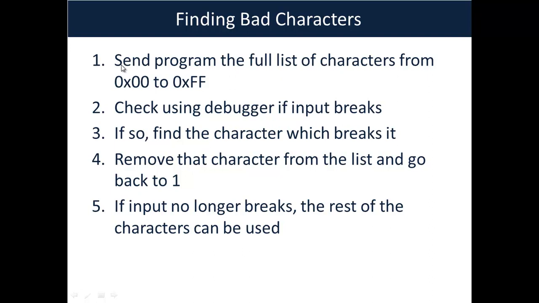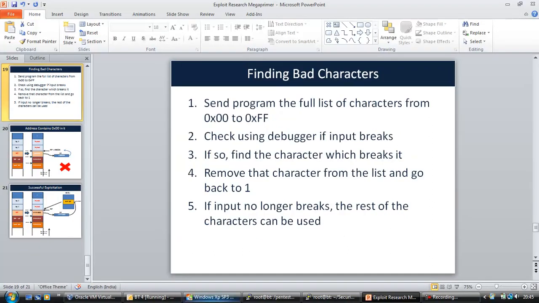What we need to do is send the program the full list of characters ranging from 0x00 to 0xff, and then using a debugger, just like we did right now, figure out if input breaks. If so, we find the character which breaks it, remove that character from the list and go back to point 1, and with that reduced set of characters we run the same experiment again. At one point we would notice that input no longer breaks, which means the rest of the characters can be used safely. So now let's try and do this in a practical way.